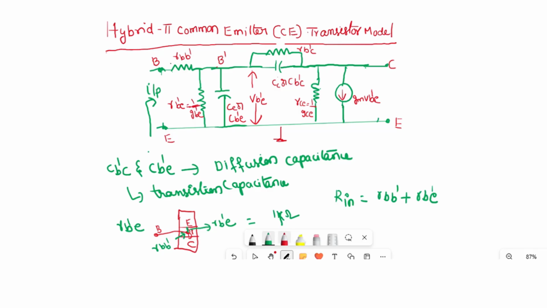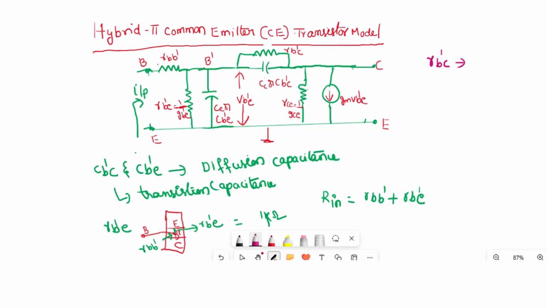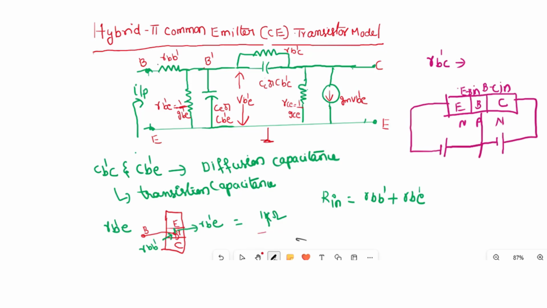Now coming to RB'C. In the transistor circuit, this is emitter, this is base, and this is collector. This is called the base-collector junction, and this is called the emitter-base junction. Suppose it is an NPN transistor, the connection is like this, so the collector junction must be reverse biased and the emitter junction must be forward biased.